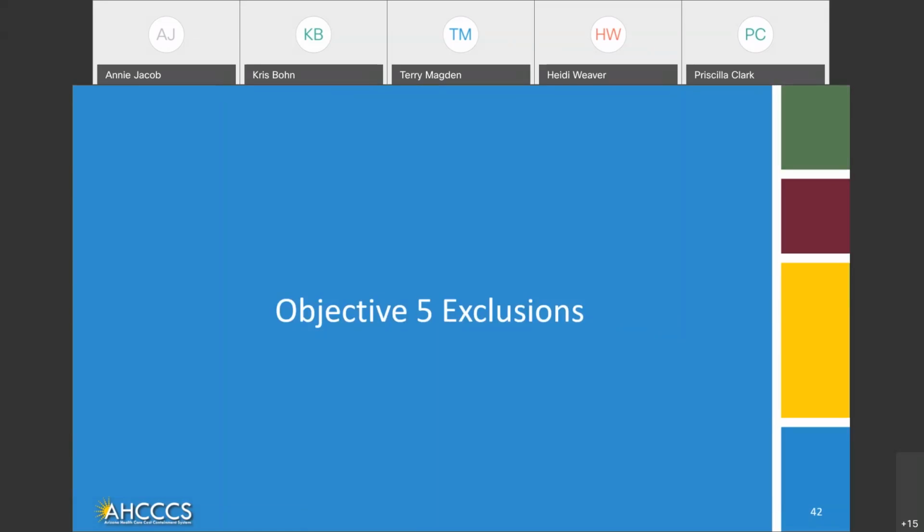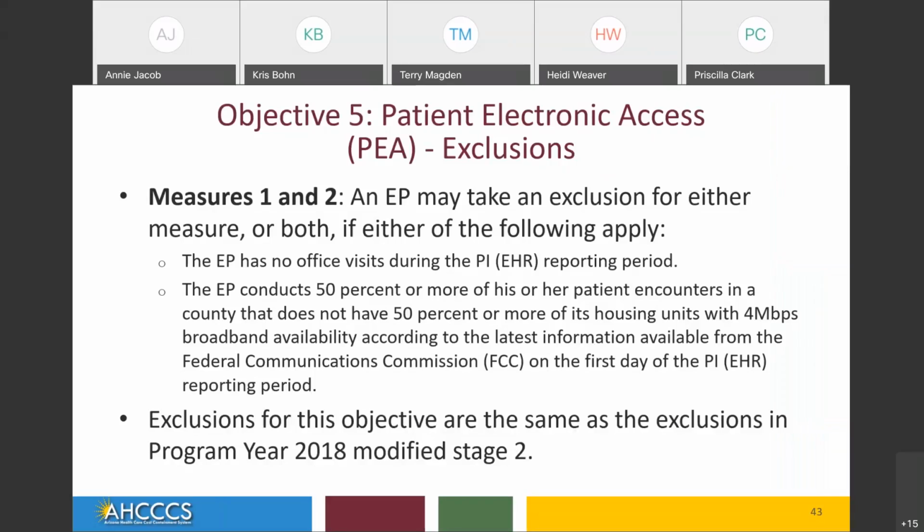Moving to Objective 5, exclusions. These exclusions apply to Measure 1 and 2. An EP may take an exclusion for either measure or both if either of the following apply. The EP has no office visits during the PI reporting period, or the second exclusion is the EP conducts 50% or more of his or her patient encounters in a county that does not have 50% or more of its housing units with 4 megabytes per second broadband availability according to the latest information available from the Federal Communications Commission on the first day of the PI reporting period.